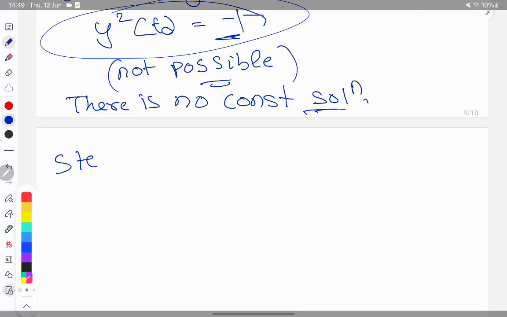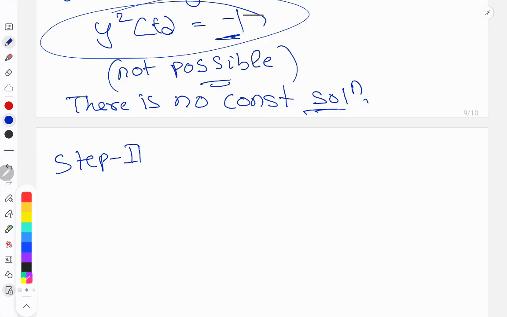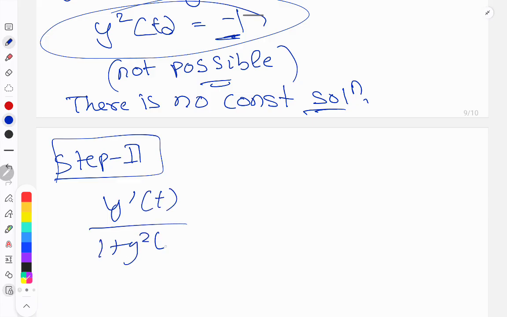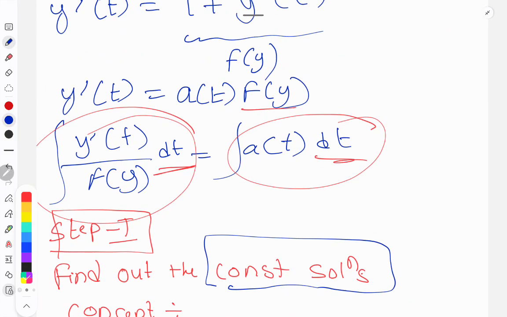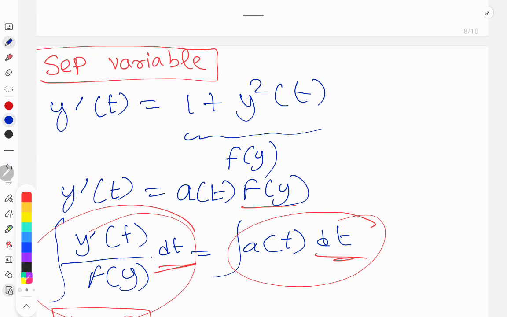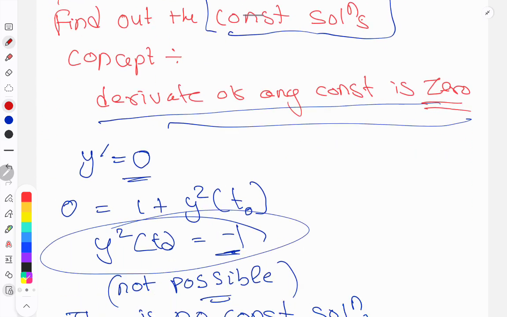Then step 2, as I said, bring all the y terms to one side. So if you bring all the y terms to one side, it is 1 plus y square t equals a of t, right? Here nothing is multiplied with this one, that means this is my a of t, right? And a of t can be 1 here, because if you put 1 here, you can get in this form.